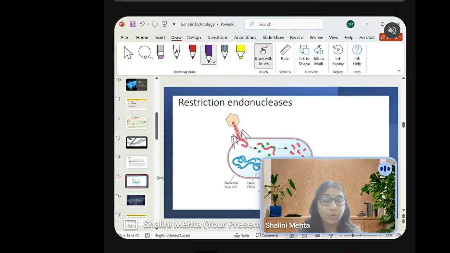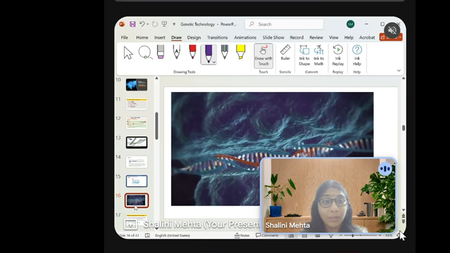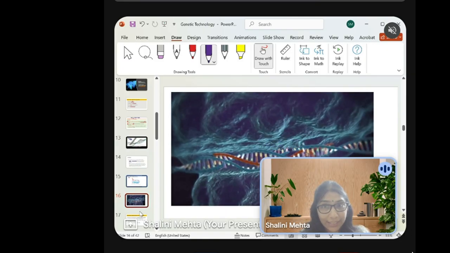Scientists have discovered these restriction endonucleases from bacteria. Why do we call them restriction? Because these endonucleases are used to restrict the entry of viruses inside the cell, by cutting their genetic material. That's the purpose of restriction endonucleases, and that's how they are named restriction, because they restrict the entry of viruses. And that's how they make the cut in the DNA.